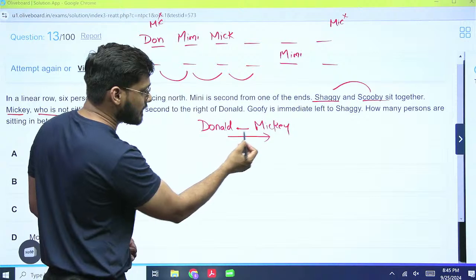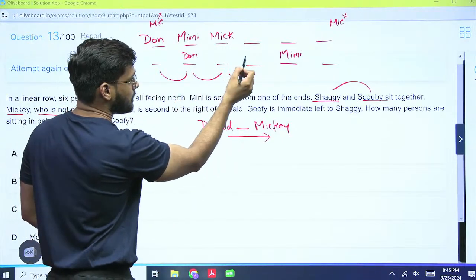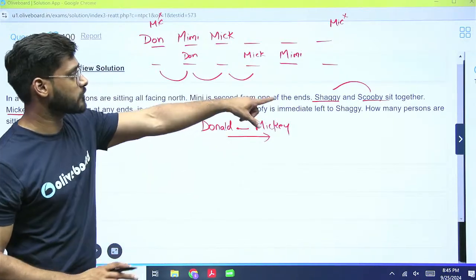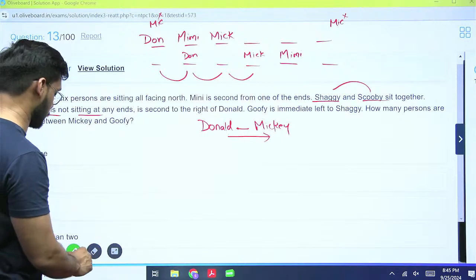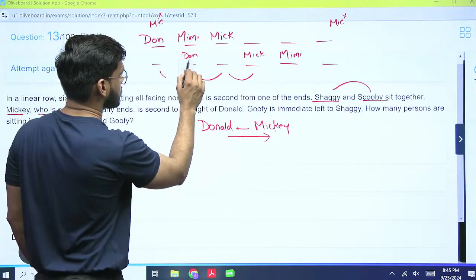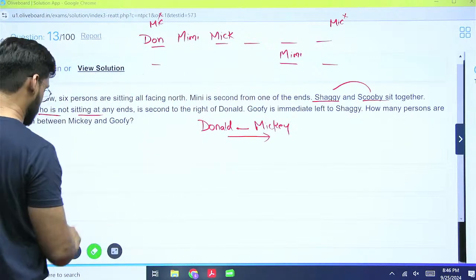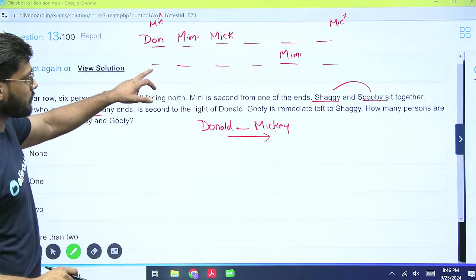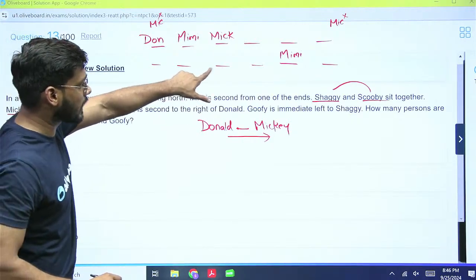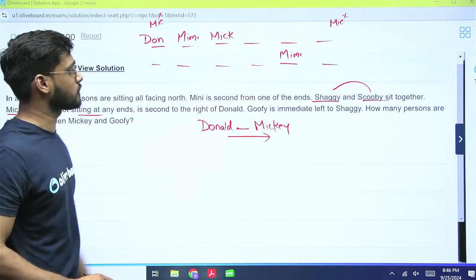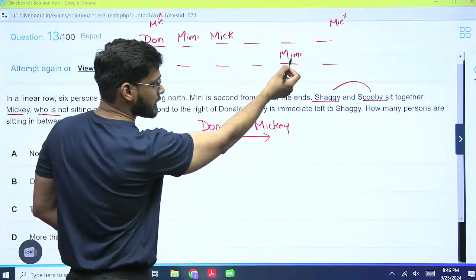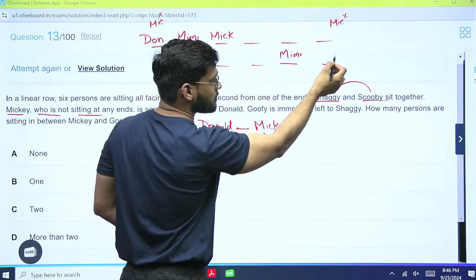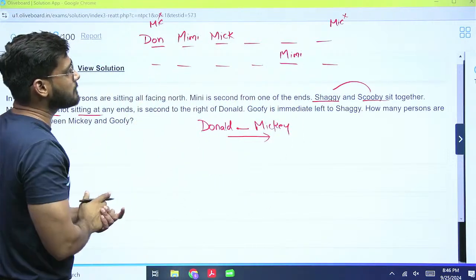See, if we are fixing Donald over here and Mickey over here, it will be a blunder, because there will be no position left for Shaggy and Scooby again. So what should we do? Can we fix Donald and Mickey like this? No. Like this? No, because there will be no position left for Shaggy and Scooby. Donald will not come over here because here Mimi is sitting, and we have to fix Mickey at the second right position. Donald cannot come over here as well because Mimi cannot sit at the corner. So I don't think there is any position left for Donald and Mickey.